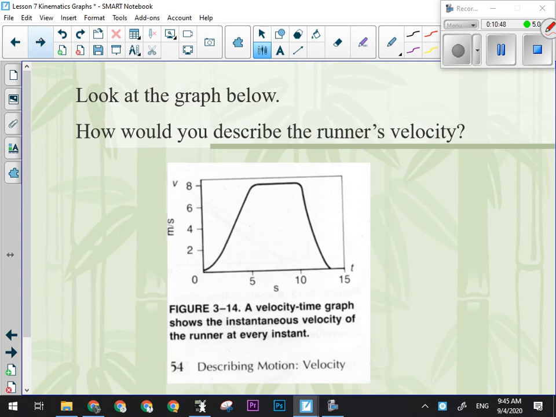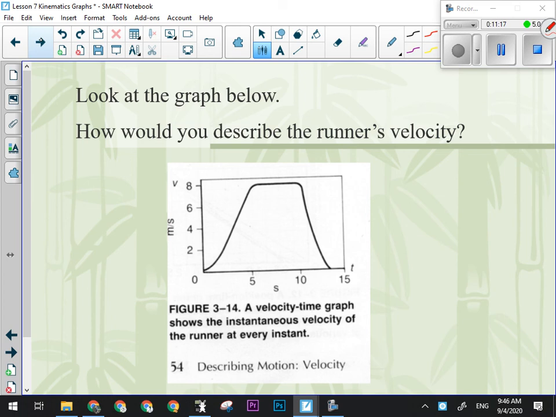What is this velocity versus time graph? It says here, how would you describe the runner's velocity? So what is the runner's velocity doing here in this first part? It's accelerating. The velocity is increasing in the first part. If this is a race and they've just fired the starter's pistol, this is when they jump out of the blocks and they're accelerating.